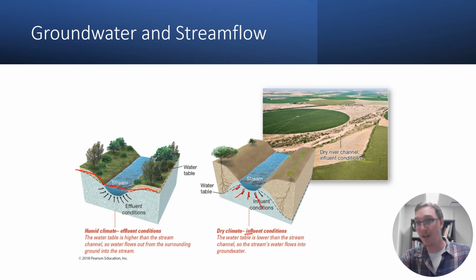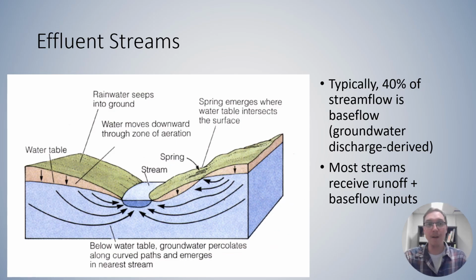And the exotic aspect comes from the fact that these rivers aren't always flowing under the same conditions that they were formed. The Nile, and we'll talk about this, the Nile and the Colorado here in a little bit, are completely different in their headwaters than they are in Egypt or Arizona, for example. For effluent streams, typically 40% of the stream is base flow, so groundwater derived discharge. And most streams receive runoff and base flow inputs, so combined aspects of both.